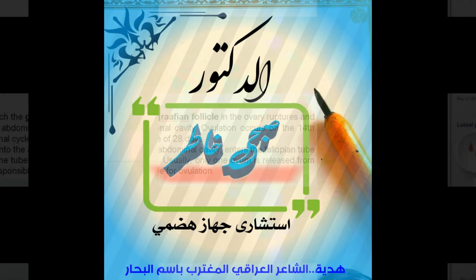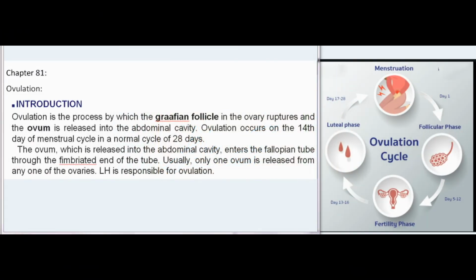Chapter 81, Ovulation, Introduction. Ovulation is the process by which the Graafian follicle in the ovary ruptures and the ovum is released into the abdominal cavity. Ovulation occurs on the 14th day of menstrual cycle in a normal cycle of 28 days. The ovum, which is released into the abdominal cavity, enters the fallopian tube through the fimbriated end of the tube. Usually, only one ovum is released from any one of the ovaries.